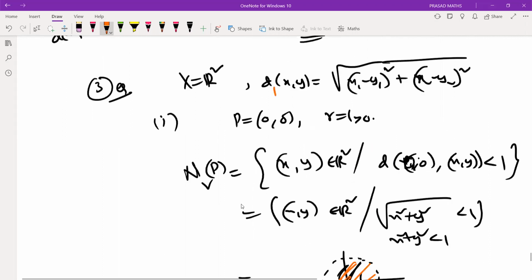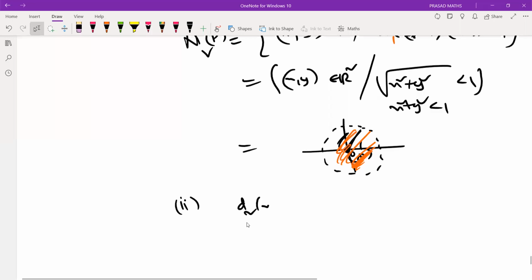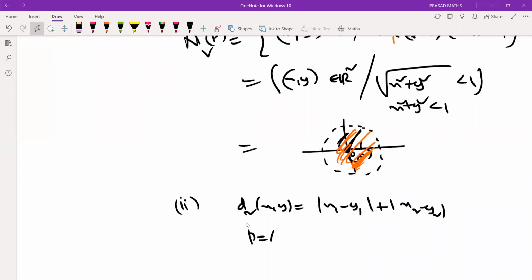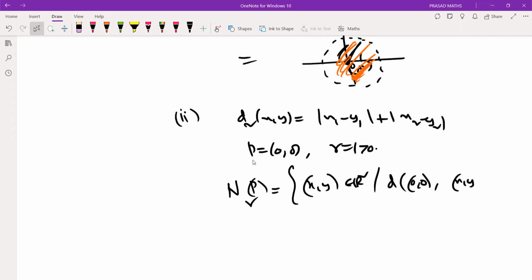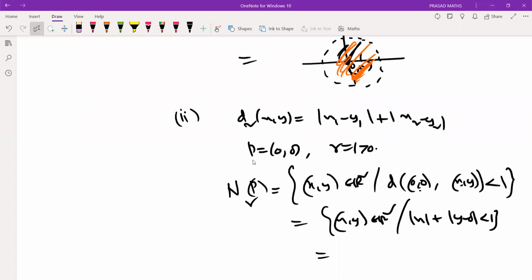Call this D1. This is my first example. Now suppose my D2, a distance of the kind you have seen with a matrix today. Suppose my center is (0,0) with the same radius r. What is the neighborhood? The neighborhood of P with radius r is exactly the set of all points in R2 whose distance from (0,0) is less than r. What is meant by this? It is the set of all ordered pairs (x,y) such that mod of (x minus 0) plus mod of (y minus 0) is less than 1, meaning the set of all ordered pairs such that mod x plus mod y is less than 1.